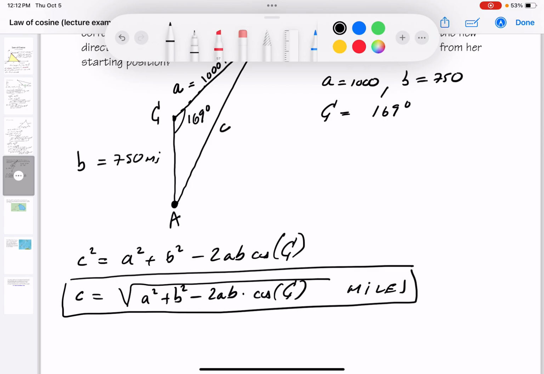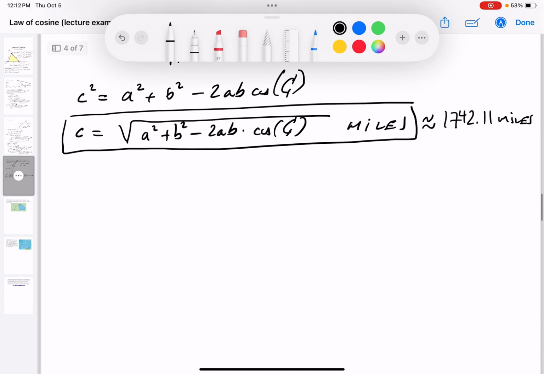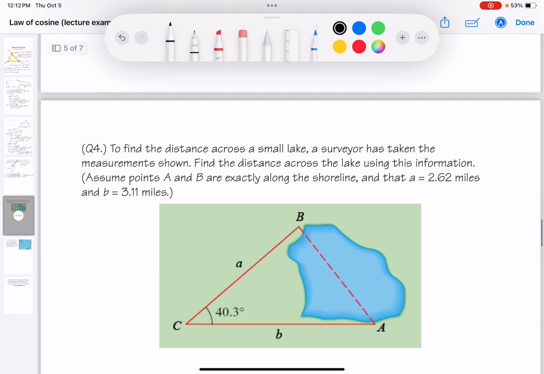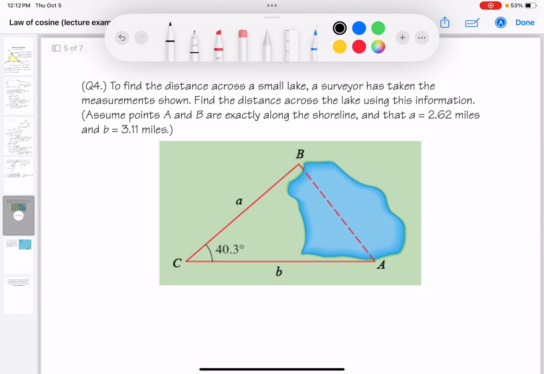Now, could I do that computation using a calculator? Of course I can, and I would do that on a calculator, but on our exams we don't have calculators. So if you do this on a calculator, you're going to get about 1,742.11 miles. Again, that's not necessary on exams. What's in the box is necessary. The picture might be helpful, by the way. Let me keep moving through this.